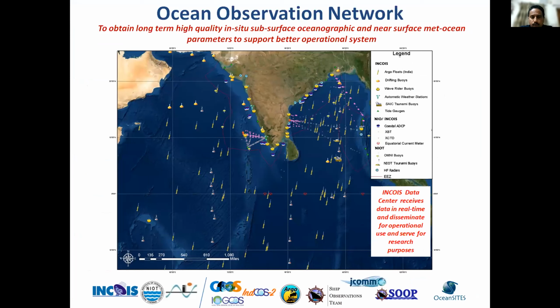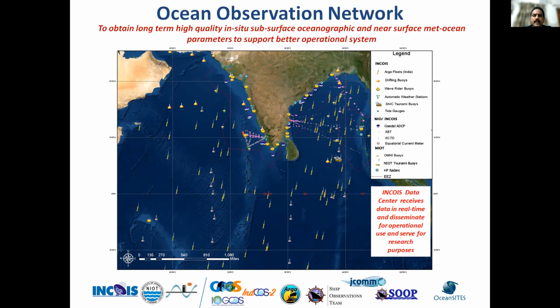As I mentioned, for Argo floats, our objective is to deploy 50 per year. As of now, we have deployed about 500 floats, and out of them, about 100 plus are actively providing data, and the remaining have completed their lifetime. We are deploying 50 drifters per year. And we have 16 wave rider buoys, which I have mentioned.